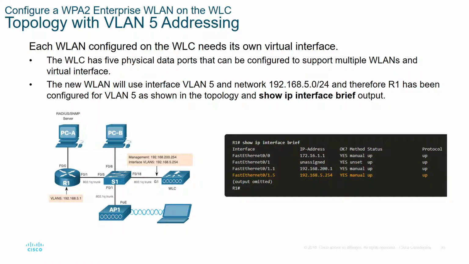Configure RADIUS server. After clicking Apply, the list of configured RADIUS authentication servers refreshes with the new server list. Topology with VLAN 5 addressing. Each WLAN configured on the wireless LAN controller needs its own virtual interface. The wireless LAN controller has 5 physical data ports that can be configured to support multiple WLANs and the virtual interface. The new WLAN will use interface VLAN 5 and the network 192.168.5.0/24, and therefore R1 has been configured for VLAN 5 as shown in this topology and show ip interface brief output.